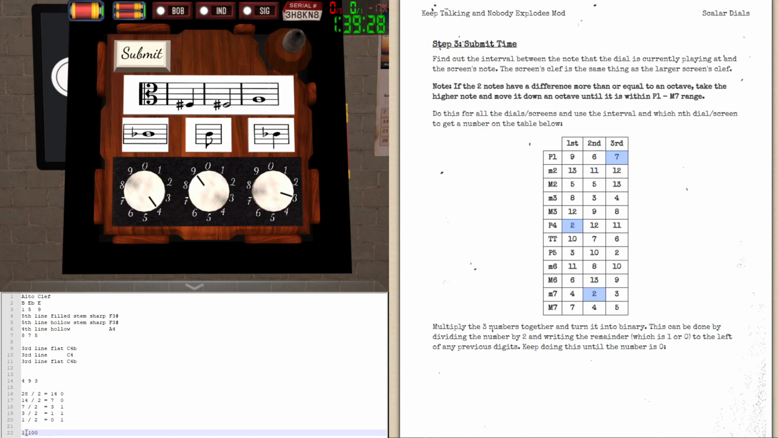Now, if the number of digits of the binary is not a multiple of 3, we're going to add zeros to the very beginning of it until we get a multiple of 3, which is 1, 2, 3, 4, 5, 6, is definitely a multiple of 3.